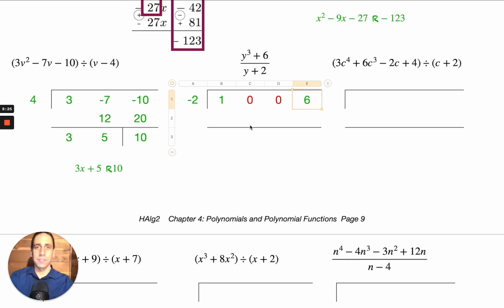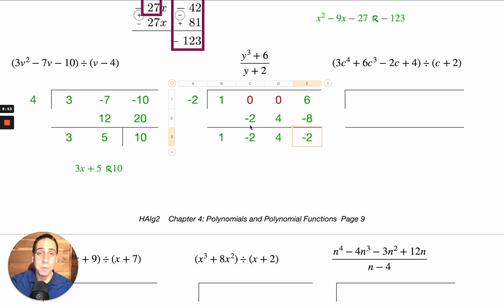All right, so now we're going to add, well, 1 plus nothing gives you 1. Add vertically, and then multiply diagonally. 1 times negative 2 is negative 2. When you add, you get negative 2. And when you multiply diagonally, you get positive 4. Add 4, multiply, negative 2 times 4 gives you negative 8. And when you add, you get negative 2.